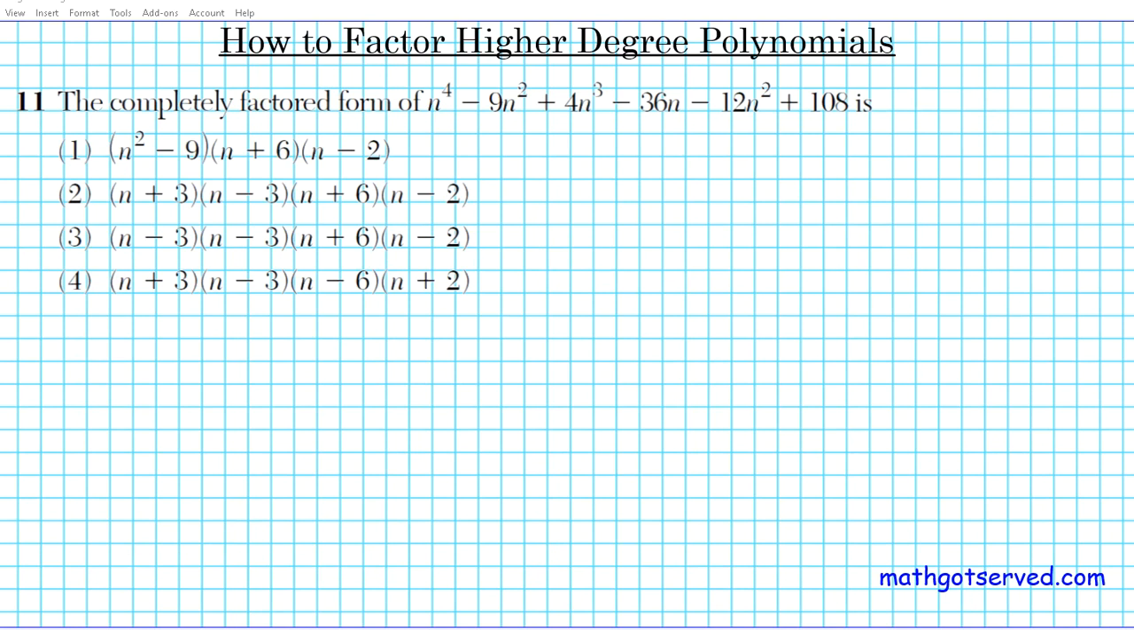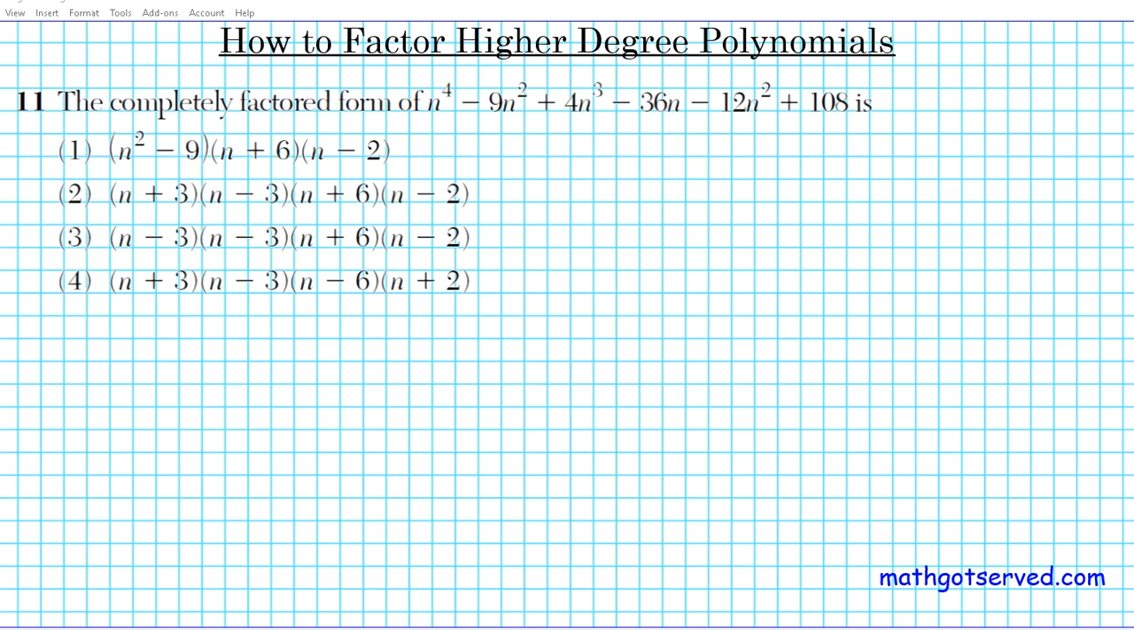On question 11, we're going to be assessed on how to factor higher degree polynomials. Question 11 reads: the completely factored form of n to the fourth minus n squared plus 4n to the third minus 36n minus 12n squared plus 108 is, so we have the four options over here.